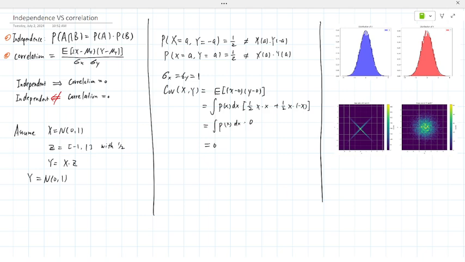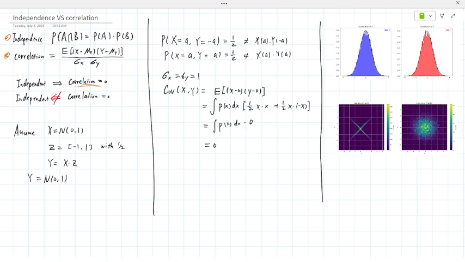Independence is the stronger criterion, meaning you can get correlation equal to 0 if you have completely independent probabilistic functions. But correlation equal to 0 doesn't mean they're independent.